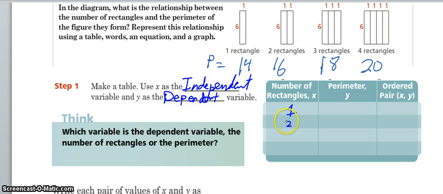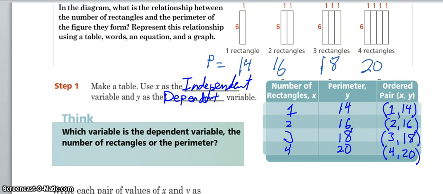We have one rectangle, or 2, or 3, or 4. So then we know our perimeter is 14 and 16 and 18 and 20. And then we want to list out all of the ordered pairs that go with that. Alright, so make sure you have all of your ordered pairs listed out there.